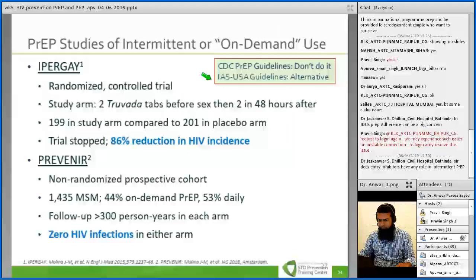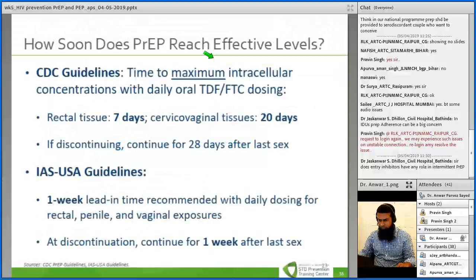So this is the strategy of using 2 Truvada tablets before sex and then 2 more in the 48 hours after sex. This was used, and it actually resulted in an 86% reduction, and that is why other guidelines say it can be an alternative strategy, but CDC guidelines have said not to use it.